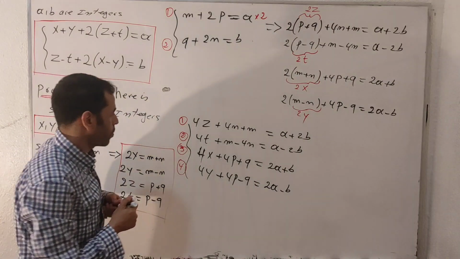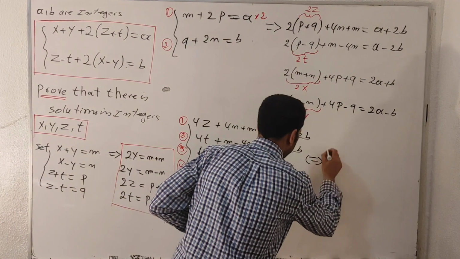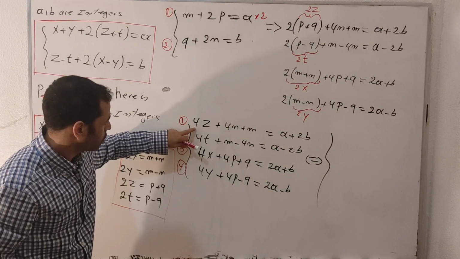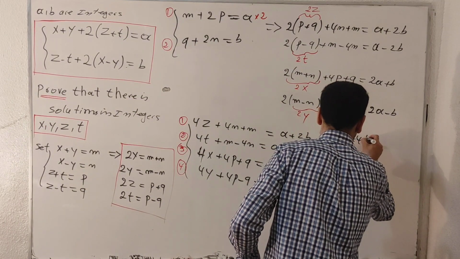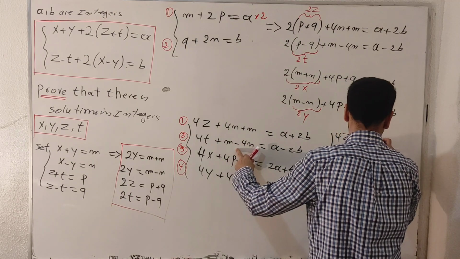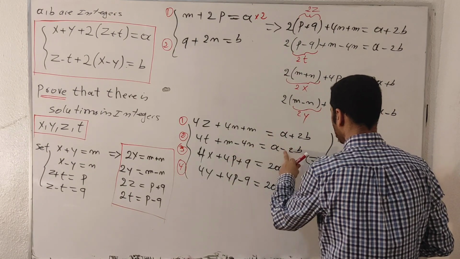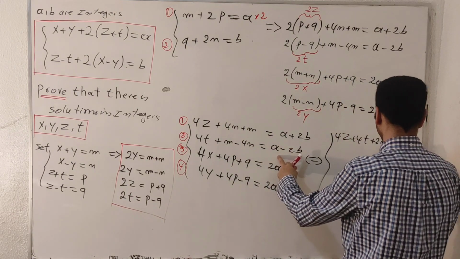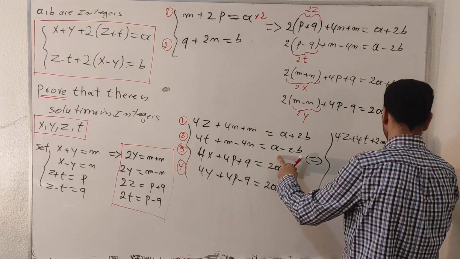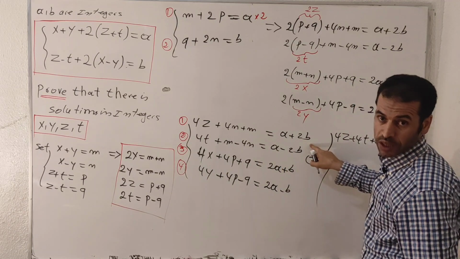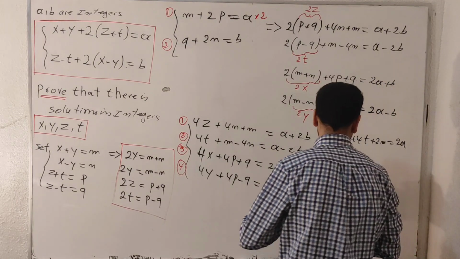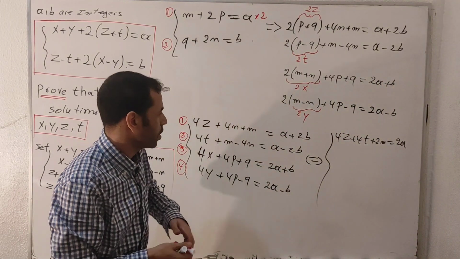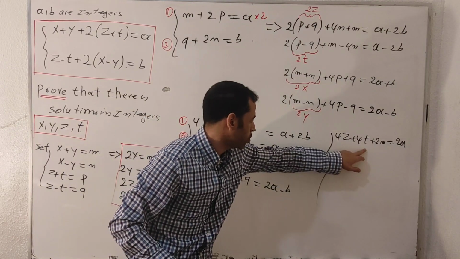I will have a new equation here. I will have 4z plus 4t plus 2m. This one becomes a plus a, which is 2a, and 2b will be cancelled out because we have 2b minus 2b, which is 0. Now I get rid of n. I have ended with this first equation.